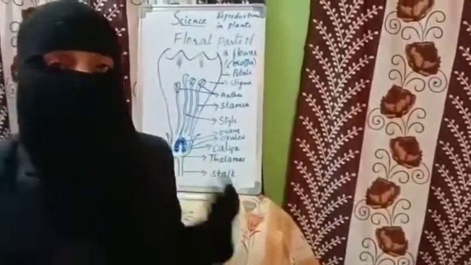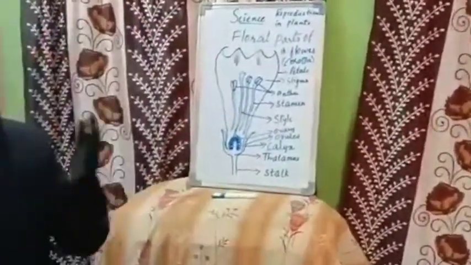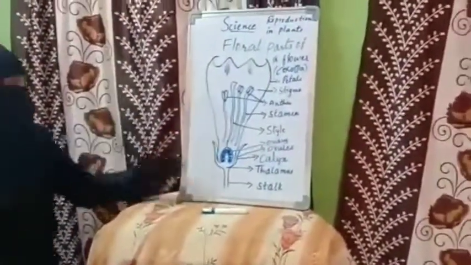So now flowers, as I said, there is a variety of flowers. There is a variety in the size, variety in the color, variety in the shape. But there are some common characteristics of a flower, like common parts of a flower which are present in every flower. So let us start. Let us have a look at the floral parts of a flower.